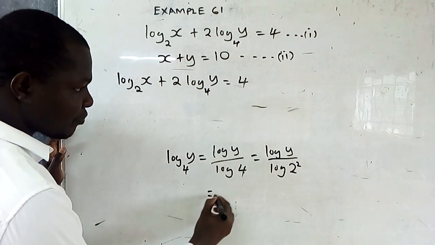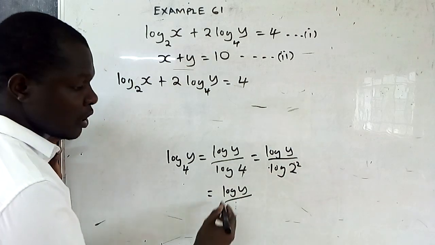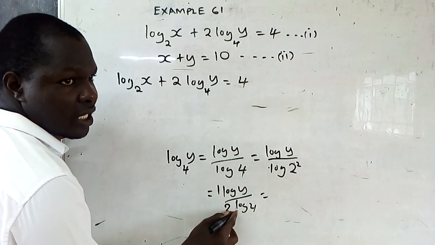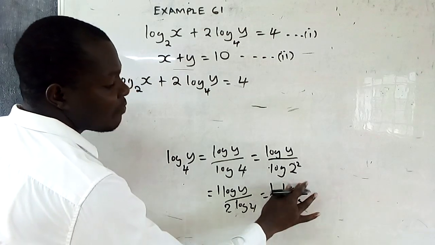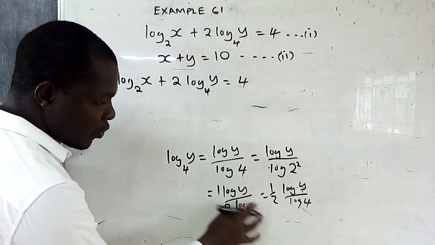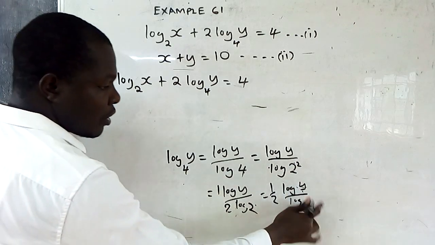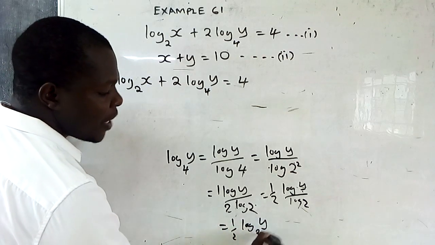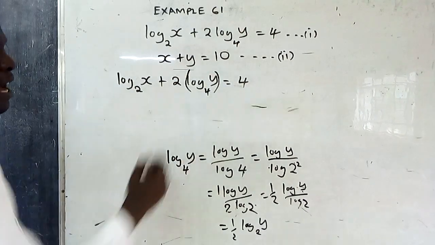So we have log y over log 2 squared. The power 2 is the coefficient of the log, so log y over 2 log 2. You can see here it is 1 over 2, a half log y over log 2, which is a half log y to base 2. So log y to base 4 is the same as a half log y to base 2.